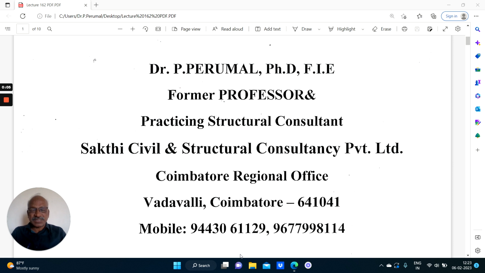For the lecture in the subject structural analysis. This is lecture number 162, in which we are going to discuss the analysis of building frames subjected to lateral loads. As we have discussed in the earlier lecture 161, we have three methods. One is the portal method, second is the cantilever method, and the third one is the factor method. Now, the cantilever method will be discussed in this topic.